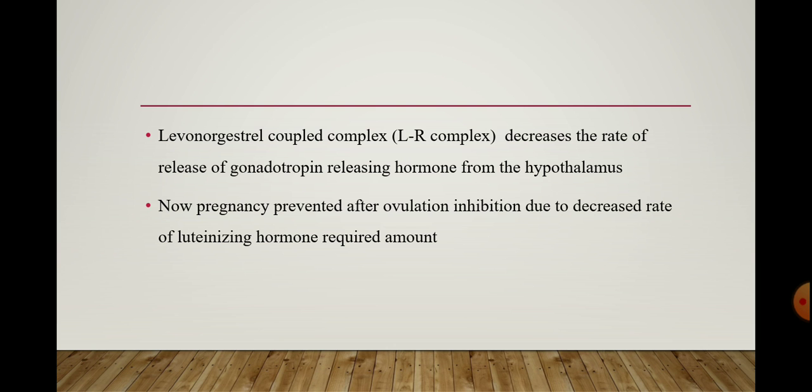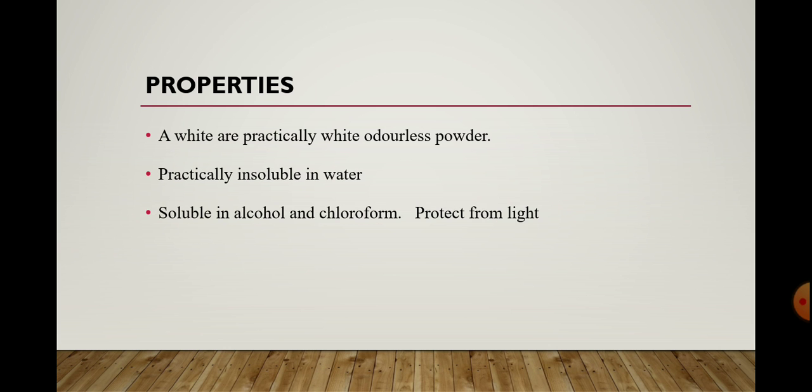The Levonorgestrel couples with the complex and decreases the rate of release of gonadotropin releasing hormone from the hypothalamus. Now the pregnancy is prevented after ovulation inhibition due to the decreased rate of luteinizing hormone required amount. So this is the mode of action of Levonorgestrel. Next is the property. It is a white or practically white odorless powder, practically insoluble in water but soluble in alcohol and chloroform. It is protected from light.